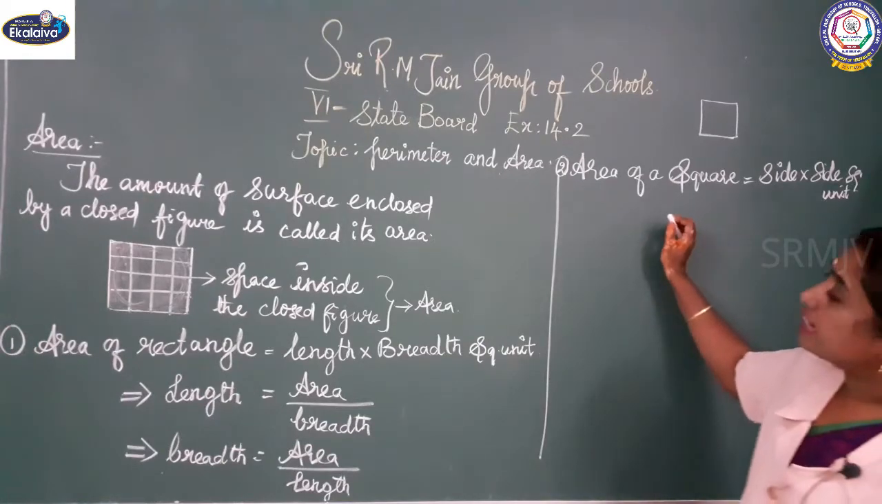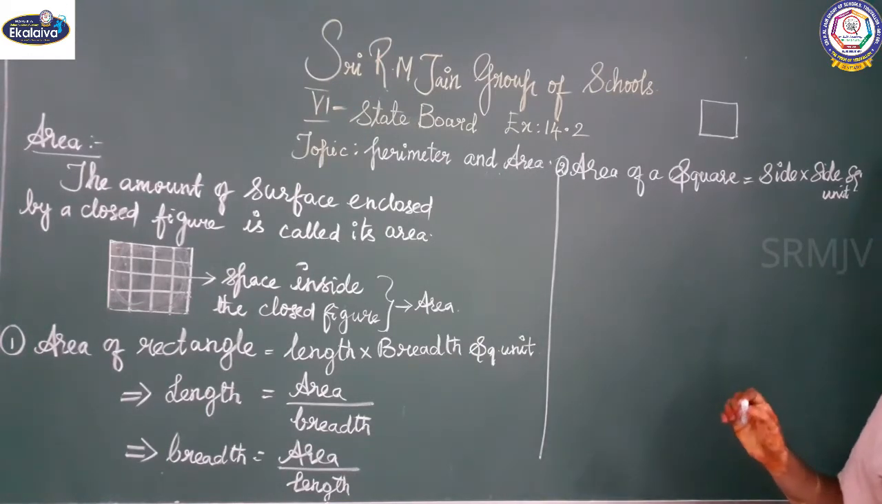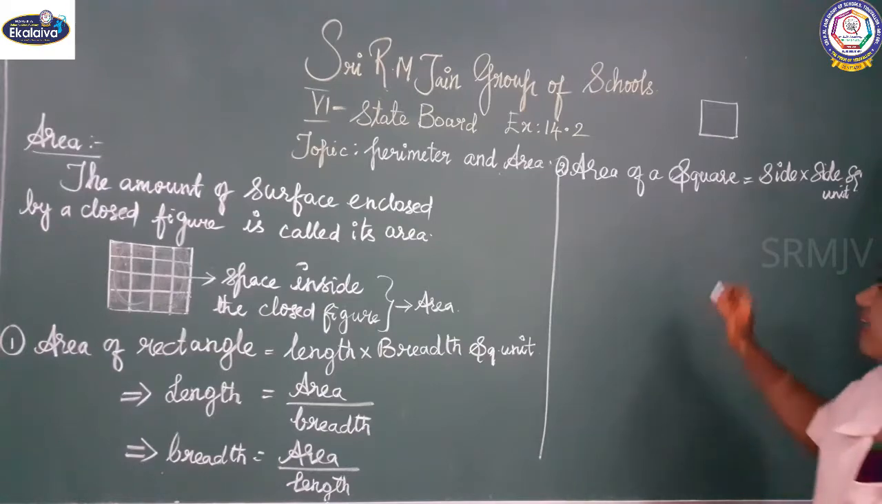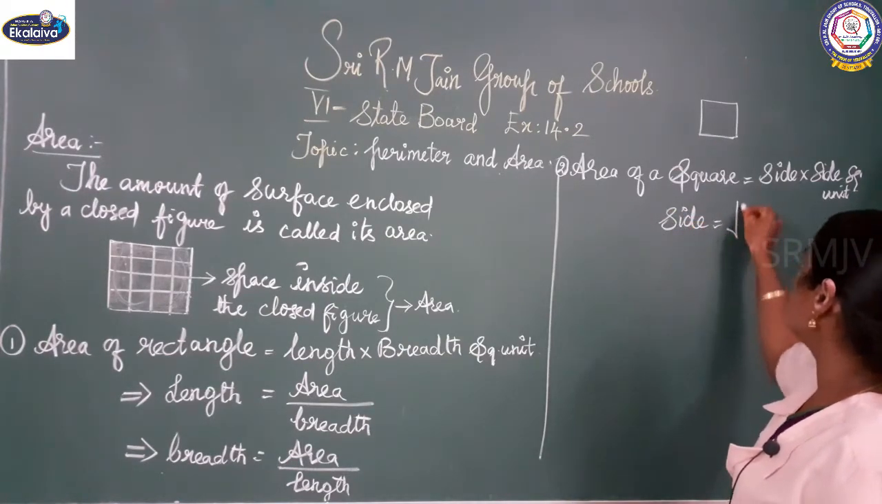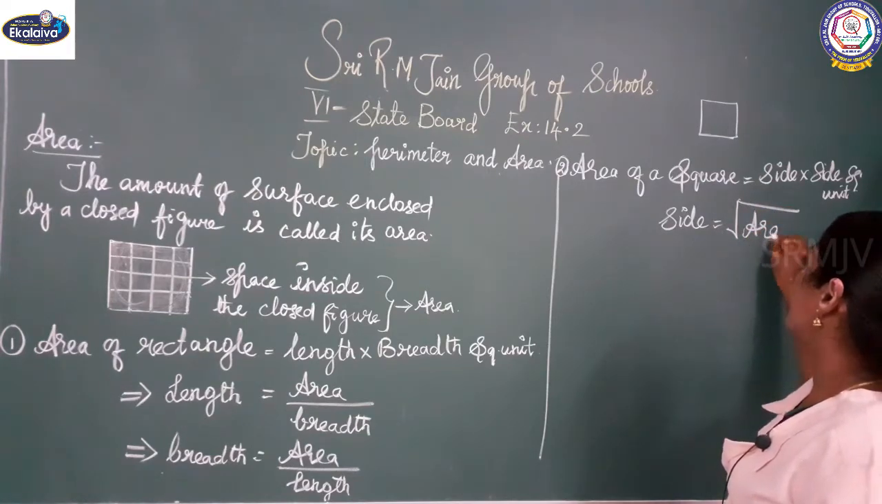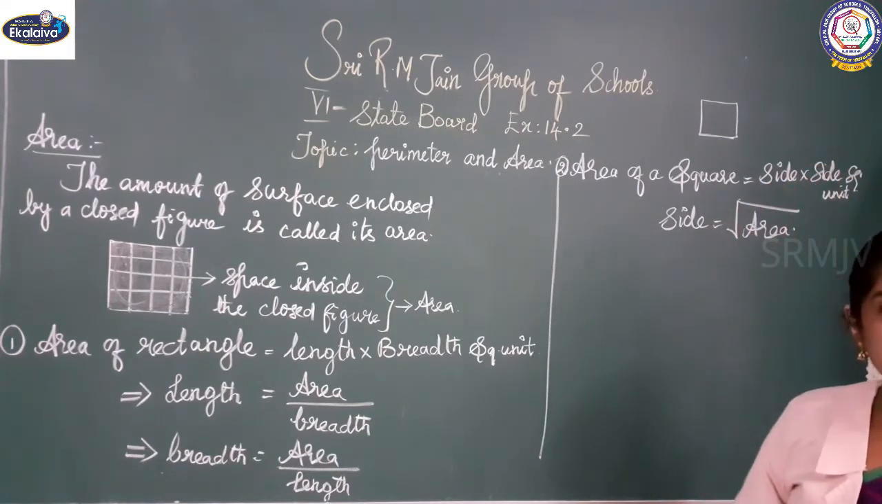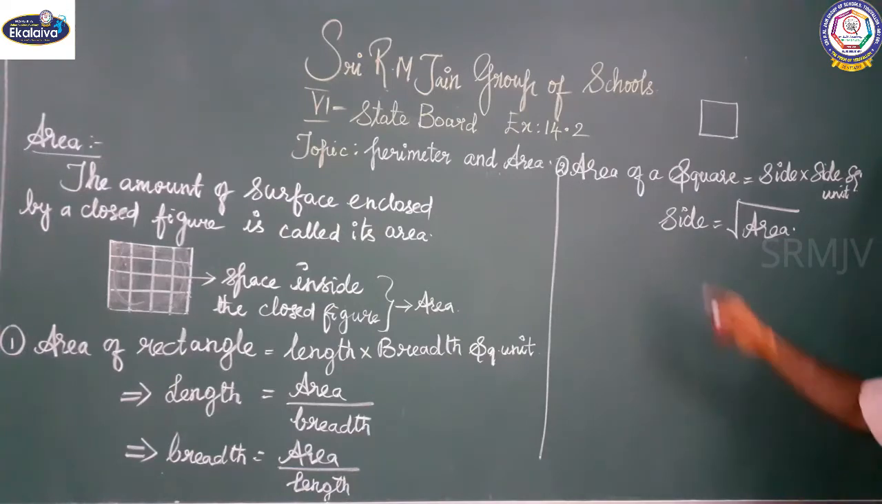Suppose they give the area and I am going to find the side. Then what I have to do? Side is equal to square root of area. If I can find the square root of the area, I can get the side. Got it? See, from this I am going to discuss exercise 14.2, children.